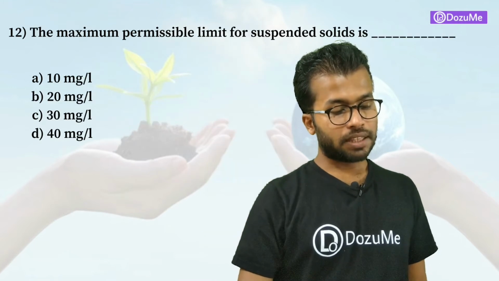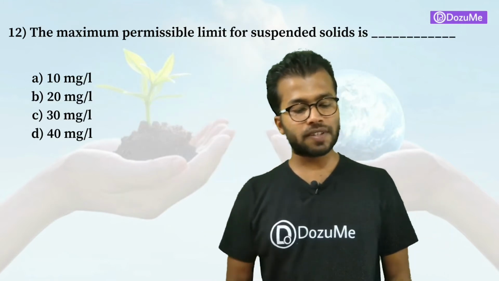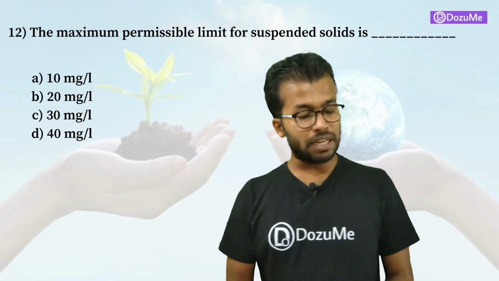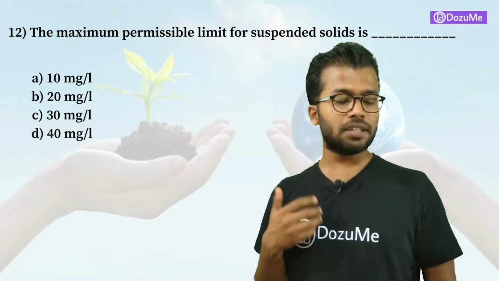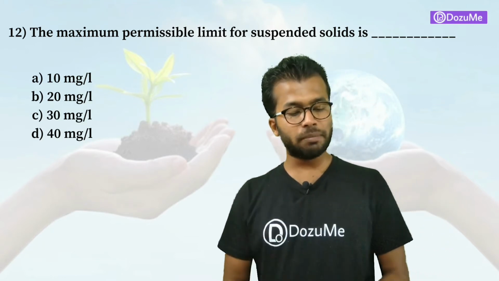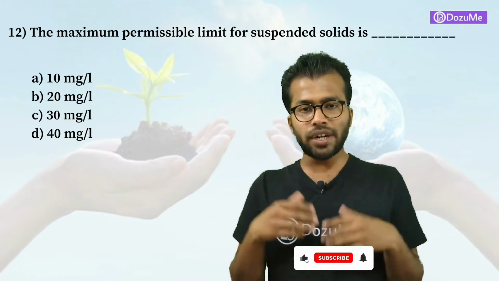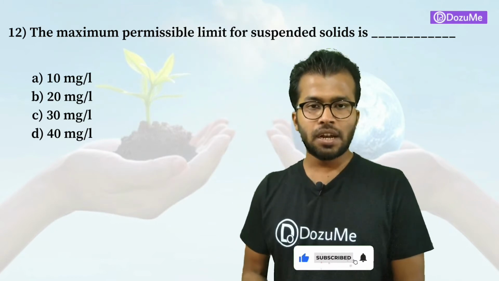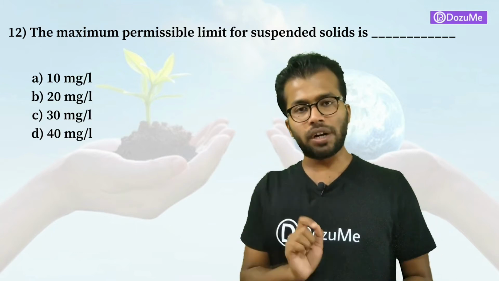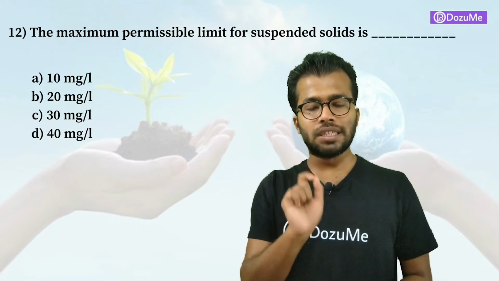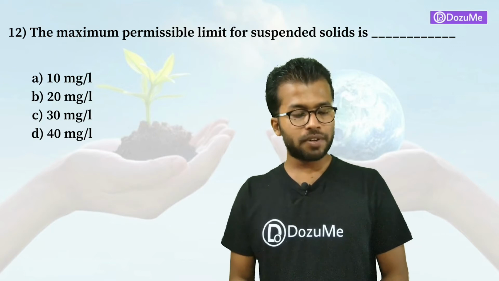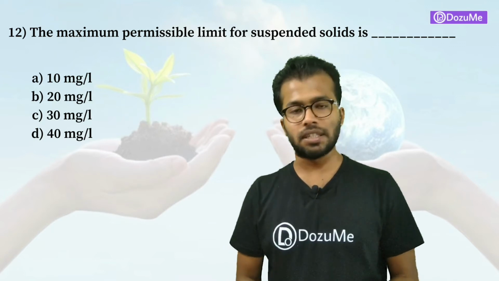Question number 12. The maximum permissible limit for suspended solid is 10 mg per liter, 20 mg per liter, 30 mg per liter, or 40 mg per liter. Basically, according to the Environmental Protection Act, for the wastewater, we will allow 30 mg per liter of suspended solid. The maximum limit is 30 mg per liter.